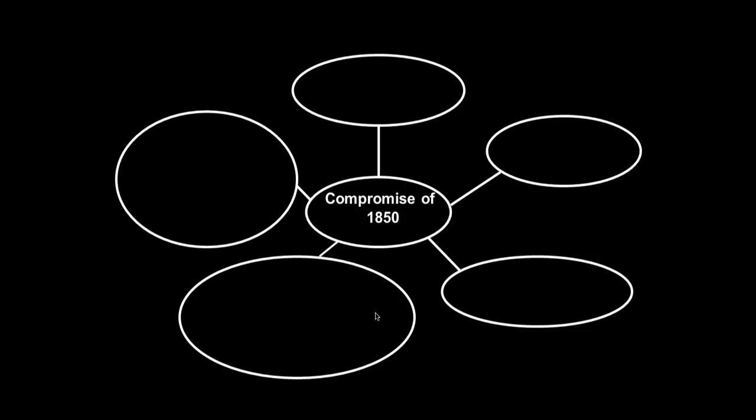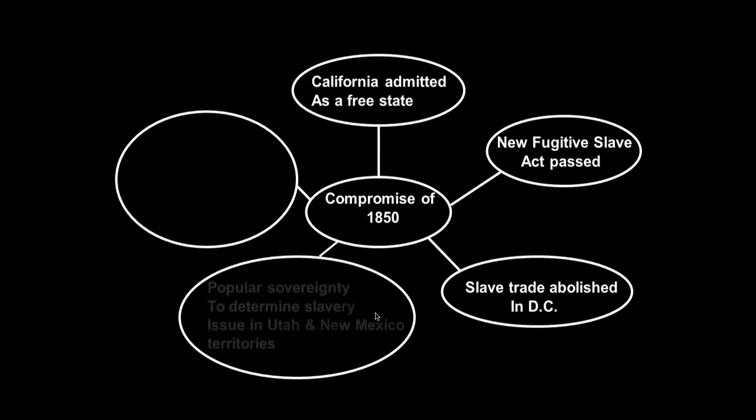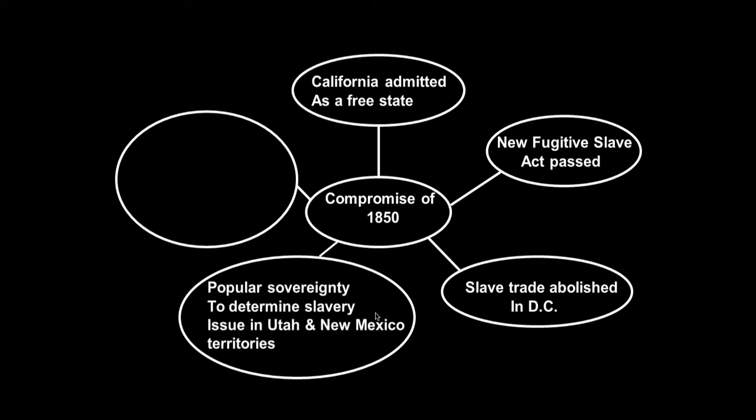Well, what does the compromise look like? California is going to be admitted as a free state. But a new fugitive slave law, a pretty aggressive one, is going to be passed. That's going to make Calhoun and the Southerners happy. The slave trade will be abolished in Washington, D.C., a little concession by the southern states.